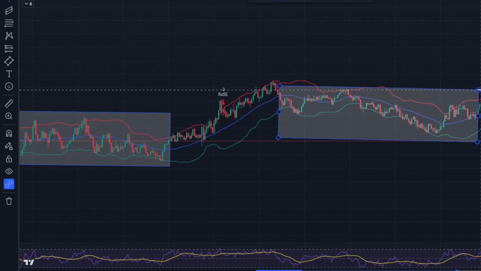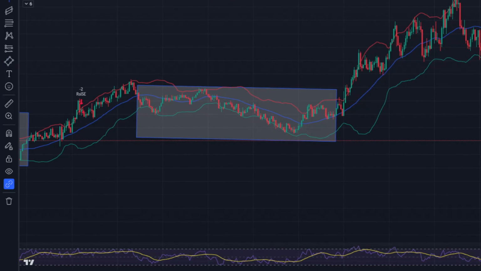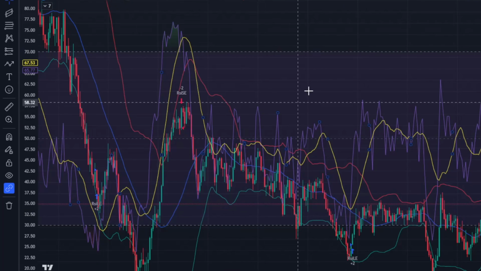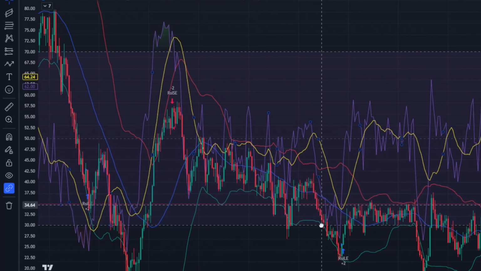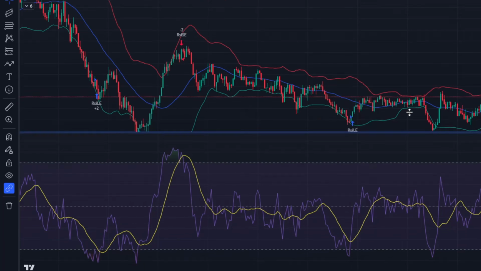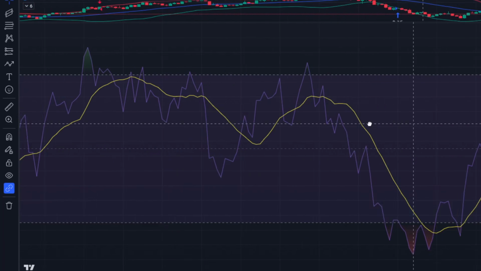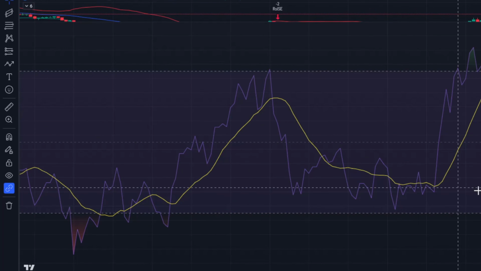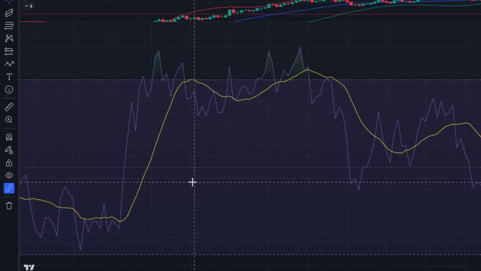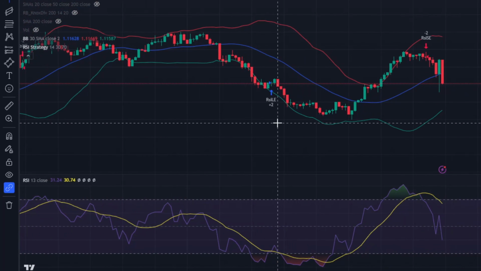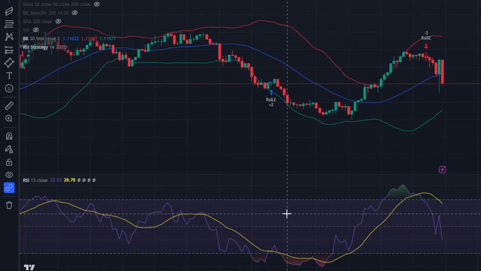Bonus strategy: divergence for extra accuracy. Here's a magical trick that can give you an edge: RSI divergence. Divergence occurs when the price makes a new low, but the RSI makes a higher low. This is a powerful signal that a reversal might happen soon. For instance, if the price moves below the lower Bollinger Band, but the RSI is making higher lows, it's a great sign that the market is about to reverse. This gives you a higher chance of a successful trade.